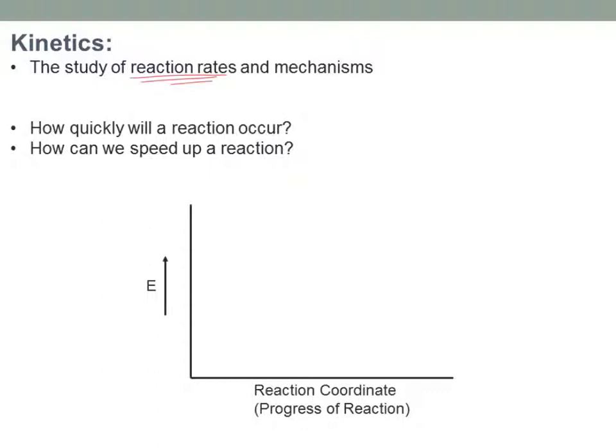In our 100 level classes, we're going to focus mostly on this idea of rates and how we can get reactions to happen more quickly, and specifically how that happens in the cell or in a person, right? So like I was saying, it answers the questions of how quickly will a reaction occur and how can we speed up a reaction. Those are the two questions, really, that kinetics answers.